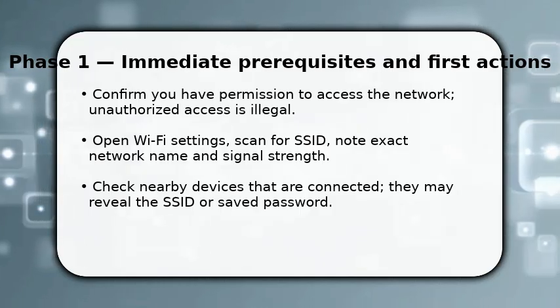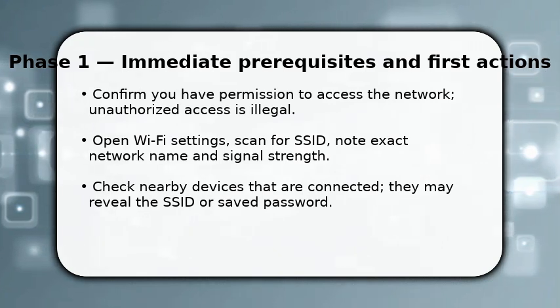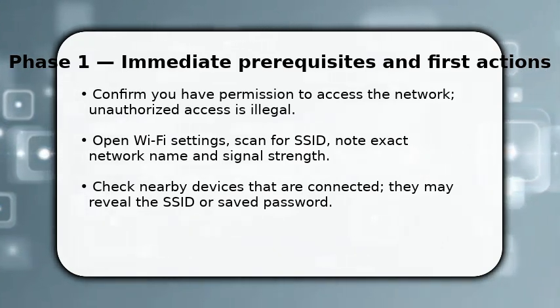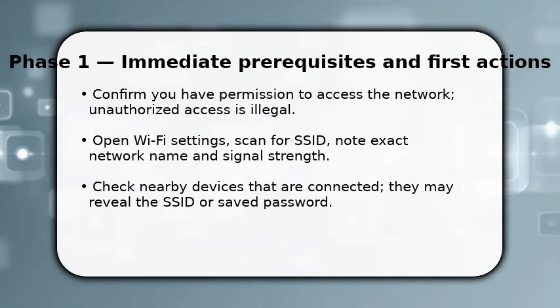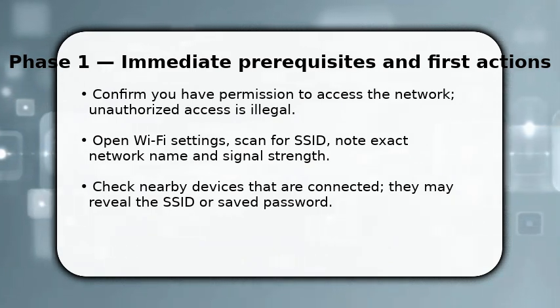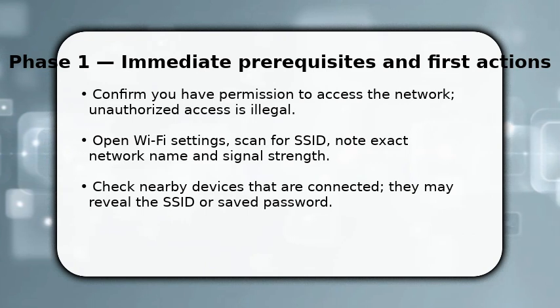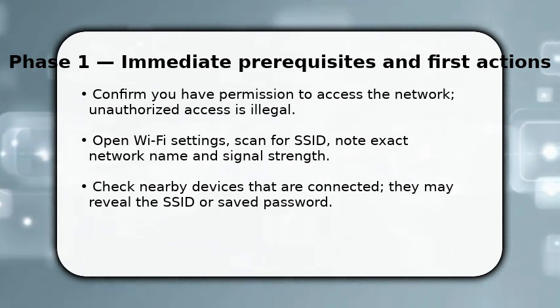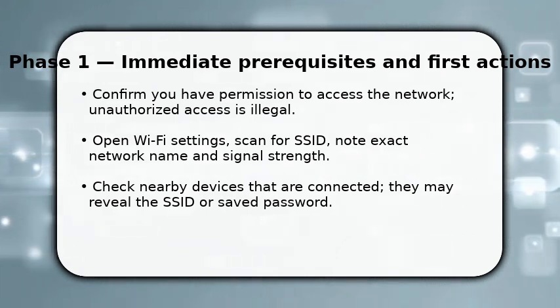You start by confirming permission. This protects you and others. Next, open Wi-Fi settings and scan for nearby SSIDs. Write down the exact name and strength. Once you see the network, check any device you already own that might be connected. It often stores the password.